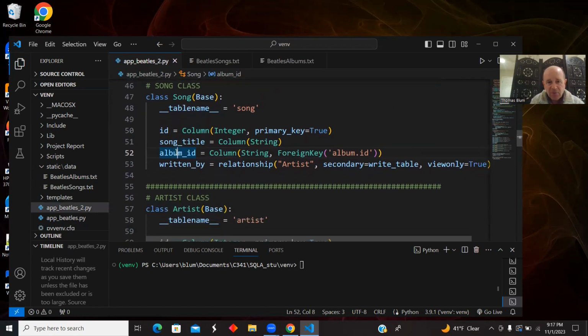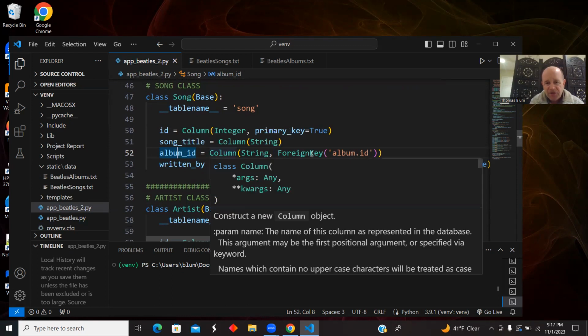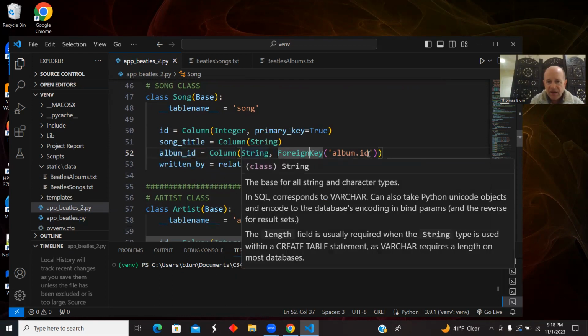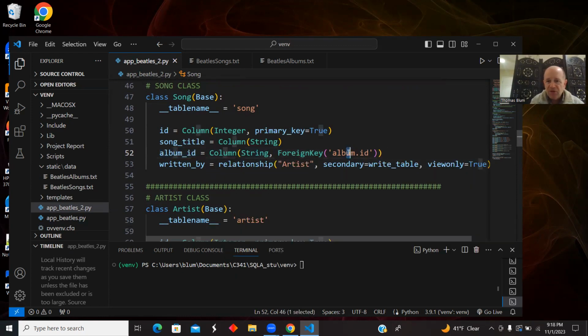this is the album ID. It is the foreign key. It relates to the album table. So this is the table. This is the property of the table. And then I named the property within song. I named it album ID.